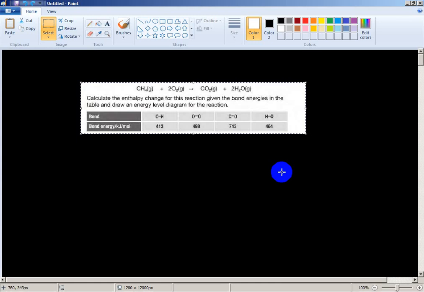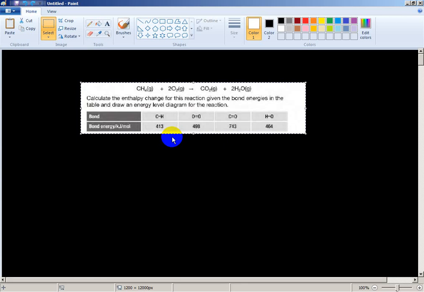Okay, this is given: methane reacts with oxygen to form carbon dioxide and water. What is the name of this reaction? What type of reaction is this one? Neutralization reaction, combustion reaction, decomposition reaction? What type of reaction? Combustion reaction. Good. Combustion reaction.